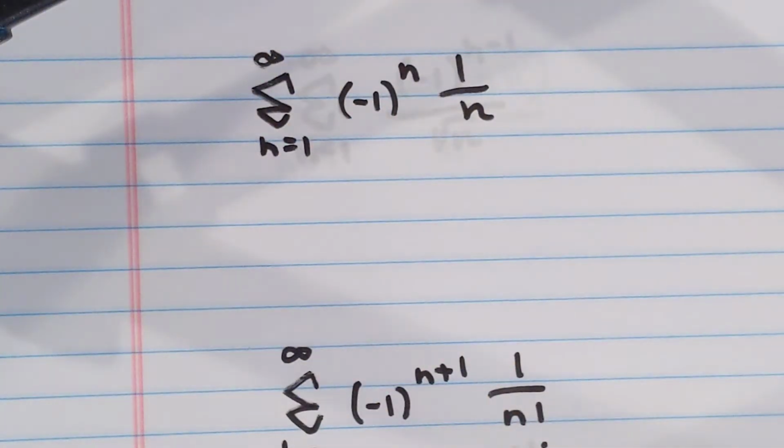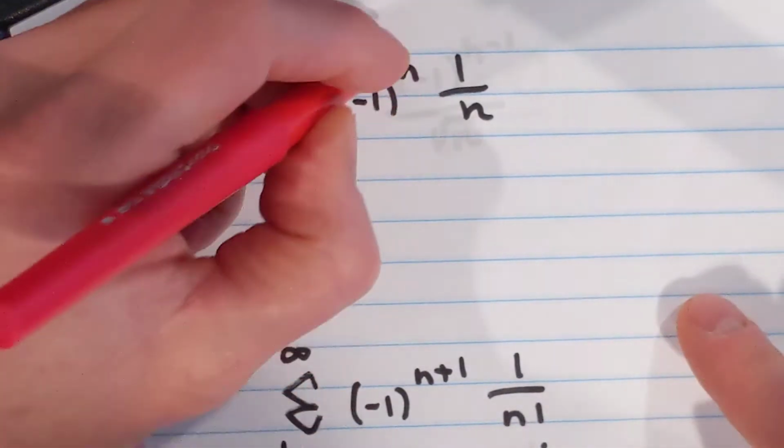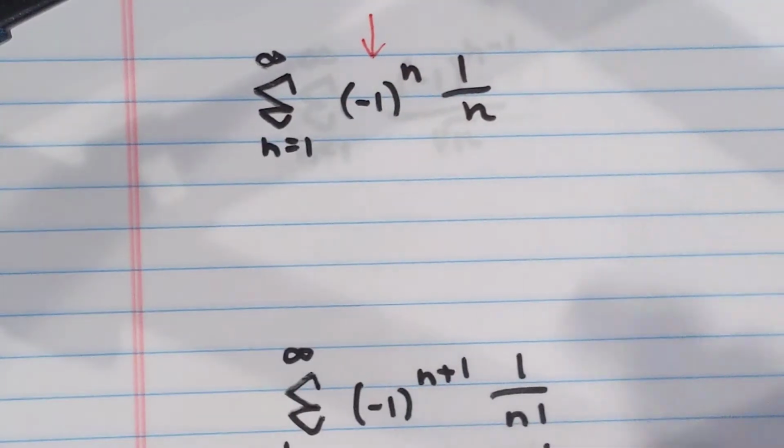Here we go again. Now this one, this is the topic of alternating series. It's going to be alternating because it's going to alternate from positive to a negative. And just to kind of illustrate what you're looking at, notice this piece right here. If I expand this out, if I write it out, it's going to alternate.